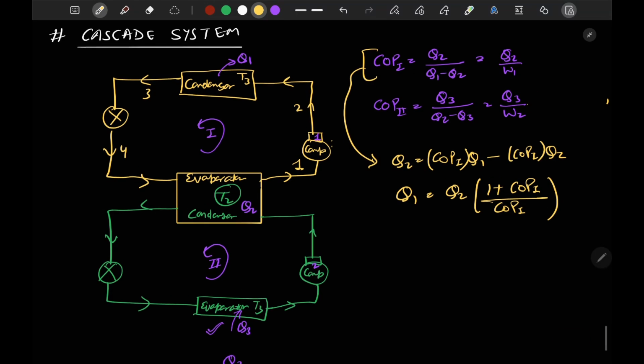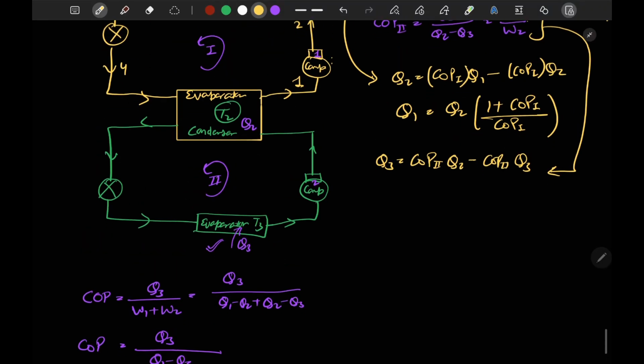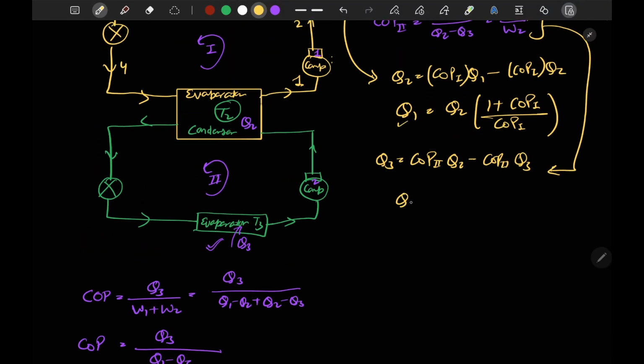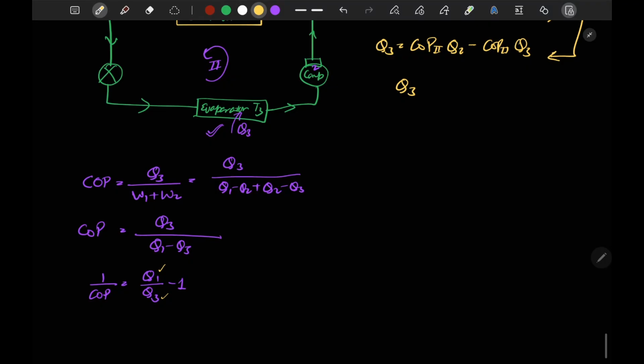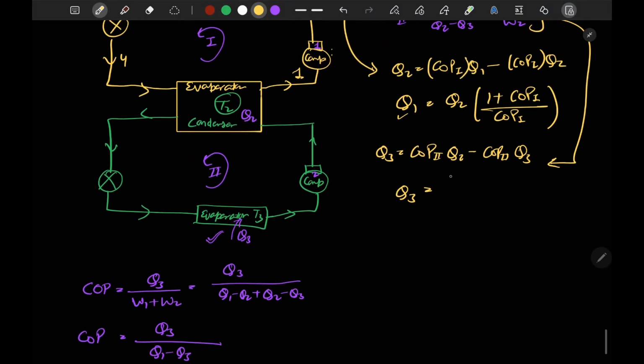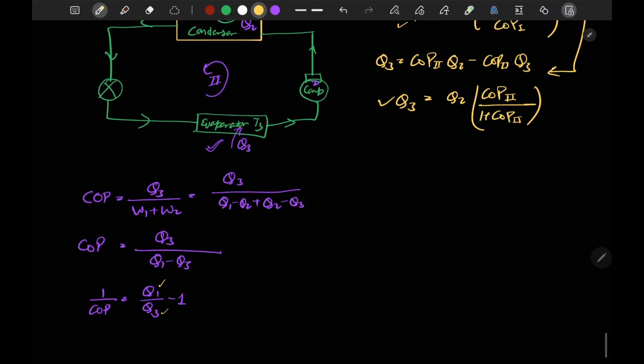Next, if we use this equation, we can write Q3 is equal to COP2 times Q2 minus COP2 times Q3. So from here we have calculated the term Q1, and we have calculated the term Q3 from here. So Q3 is equal to Q2 times COP2 divided by 1 plus COP2. Now we will substitute both the values of Q1 and Q3 in this equation.